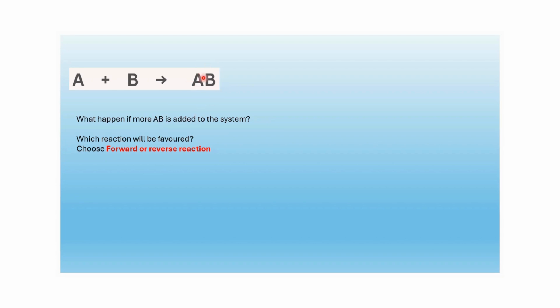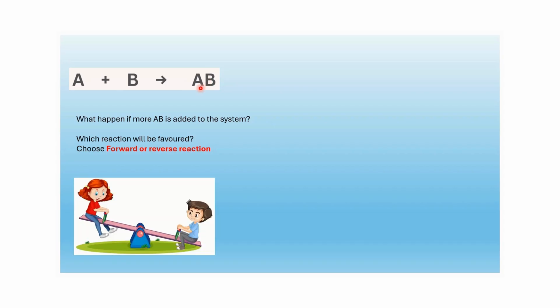If we add more on the product, remember, assume that this is a seesaw that is balanced, right? If you add more of AB, the system will tilt. And by now you must know how it will tilt. Let me show you now how it will tilt. It will tilt like this, right? When it tilts like this, the ball will be close to the boy here, on the right, right?